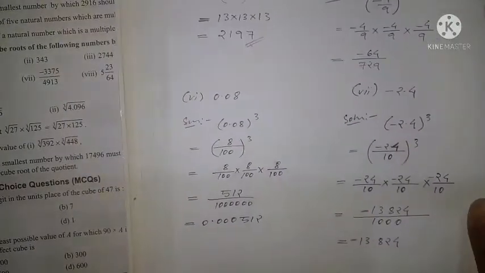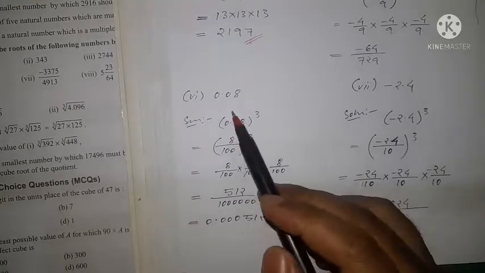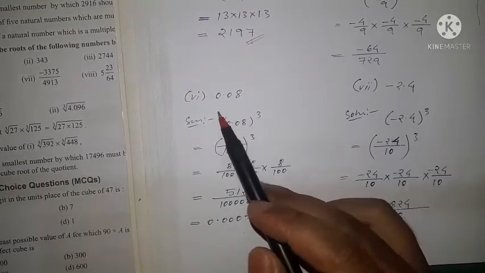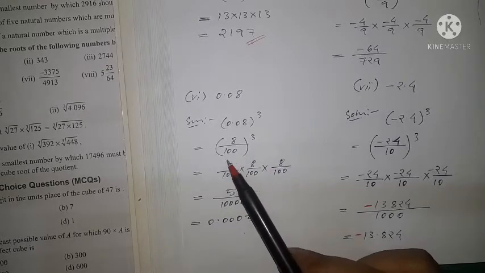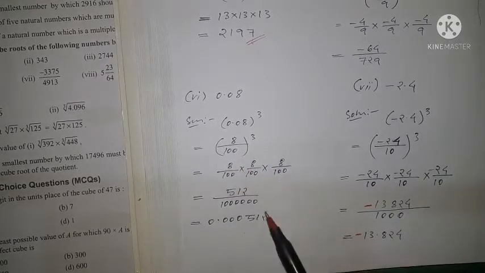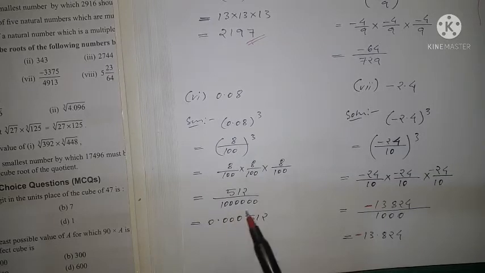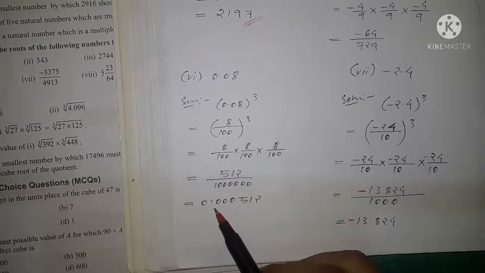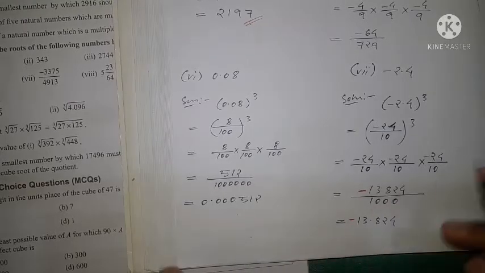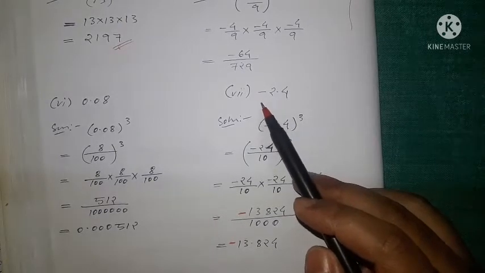Again, we need to find the cube of 0.08. If we convert it into a fraction, it will be 8 by 100, whole cubed. If we multiply, we'll get 512 divided by 1000000. That means 6 zeros are there. So when we convert this into decimal, it will become 0.000512.